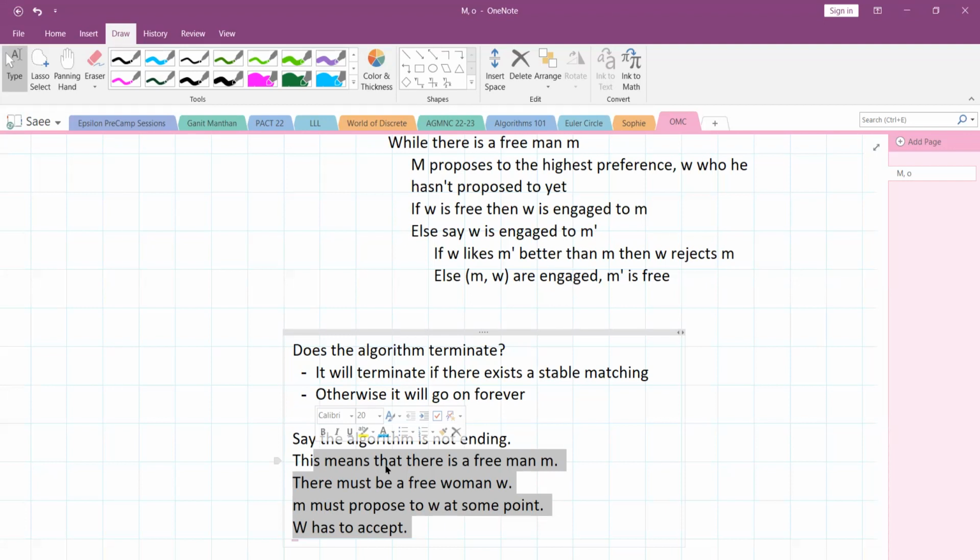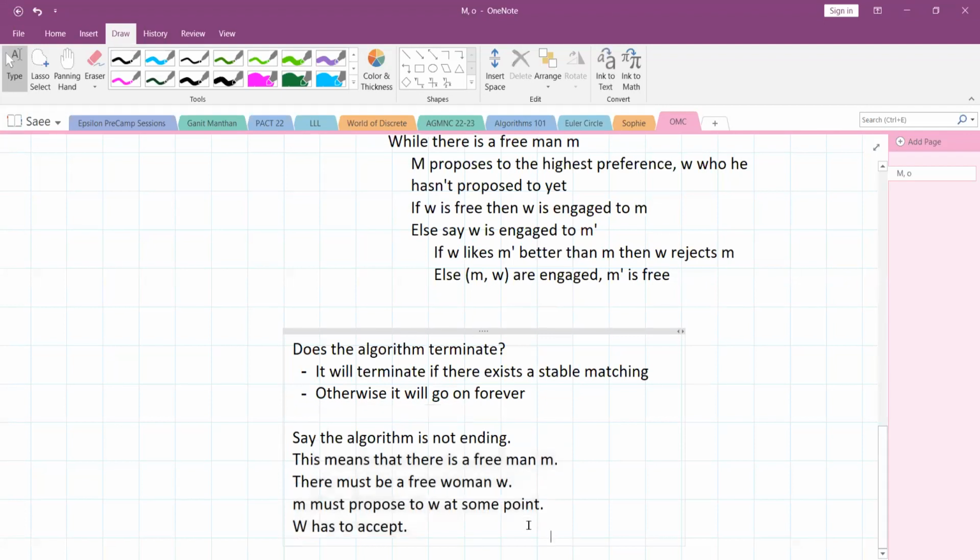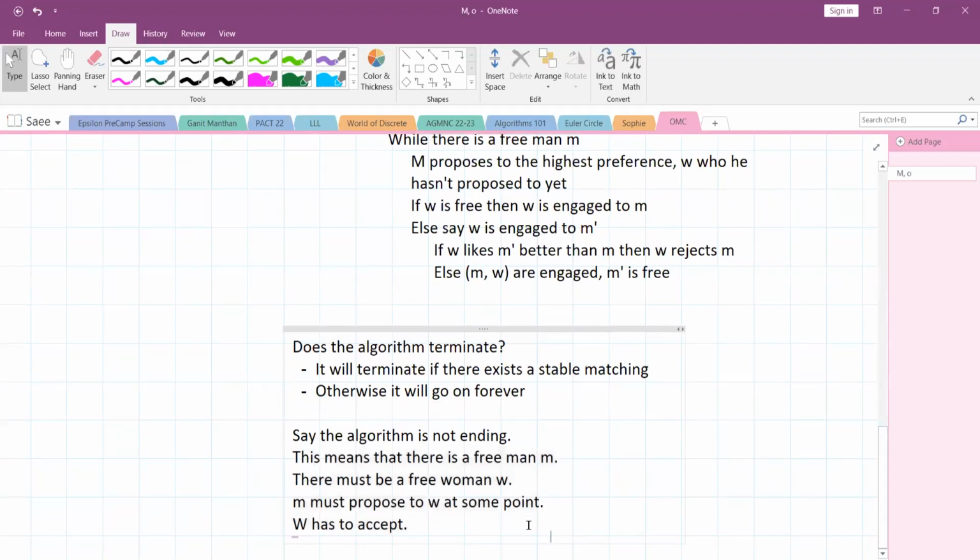So we're not considering the case where M has never proposed to anybody and he's just free because he's not proposed. Or probably he proposed to some people and then he stopped proposing after that because he could not make a match with anybody. Yeah, that's what happened. That's why M is free. M is free because he proposed to everybody and nobody took him in.